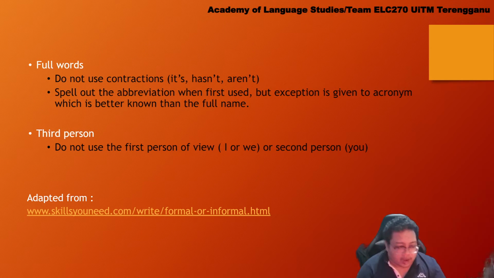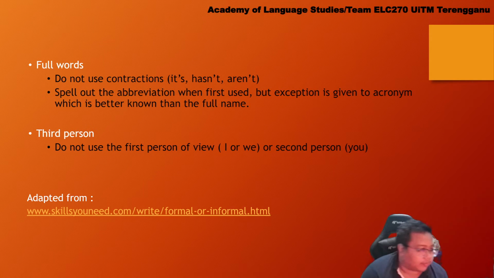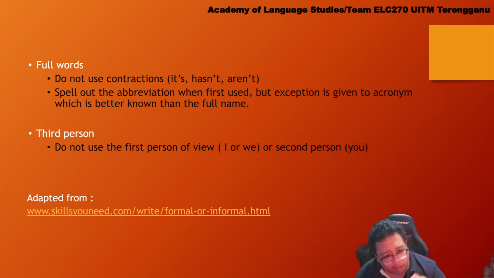So, full words. Whenever you are writing or speaking in a formal setting, you do not use contractions. Isn't, hasn't, aren't should be is not, has not, are not. That shows formality and professionalism. You need to spell out the abbreviation when first used, but an exception is given to an acronym which is better known than the full name. For example, when you want to talk about PTPTN, you can use the acronym, because sometimes the acronym is more recognized than the full name.